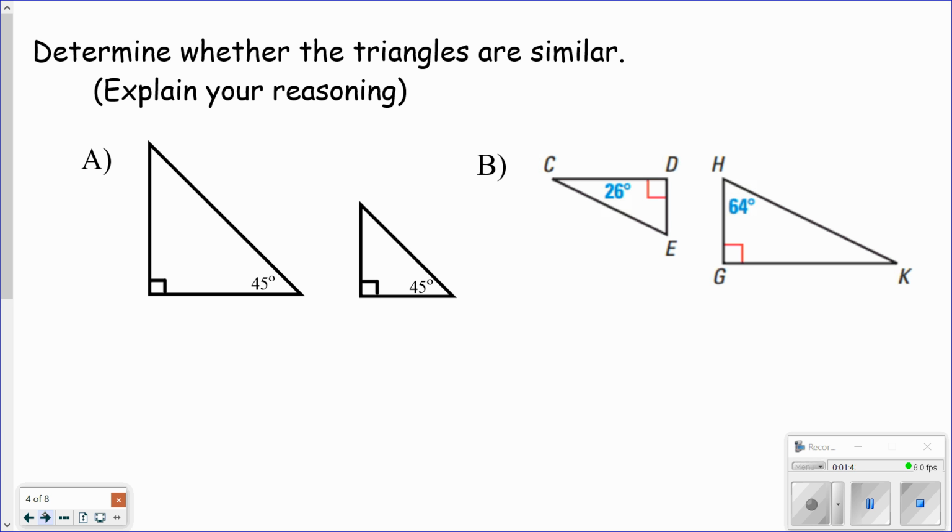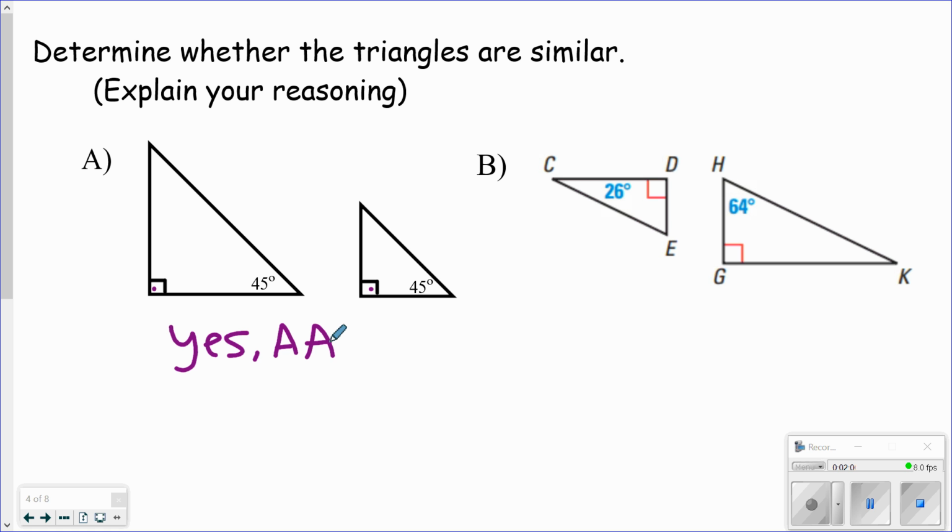So determine whether the triangles are similar. All right, so for part A, is this enough information to prove that these two triangles are similar? The answer is an obvious yes. Why? Well, we have a 90-degree angle right here and right here, as well as a 45-degree angle. So angle is enough to prove that those two triangles are similar.